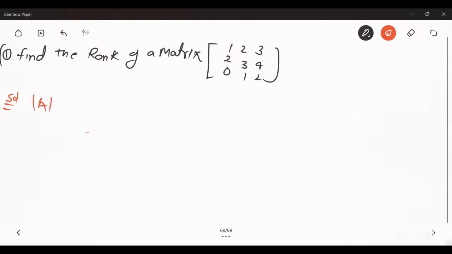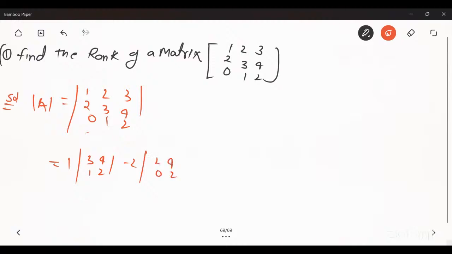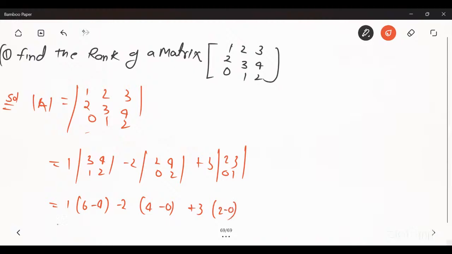Now first find the value of the determinant. So 1 2 0, 2 3 1, 3 4 2. So 1 times (3 1, 4 2) minus 2 times (2 0, 4 2) plus 3 times (2 3, 0 1). On solving, you will get 1 into (6 minus 4) minus 2 into (4 minus 0) plus 3 into (2 minus 0). So 6 minus 4 is 2, so 1 into 2 is 2. Minus 2 into 4 is 8. Plus 3 into 2 is 6. So 6 plus 2 minus 8 becomes 0. So the rank of matrix does not equal 3.